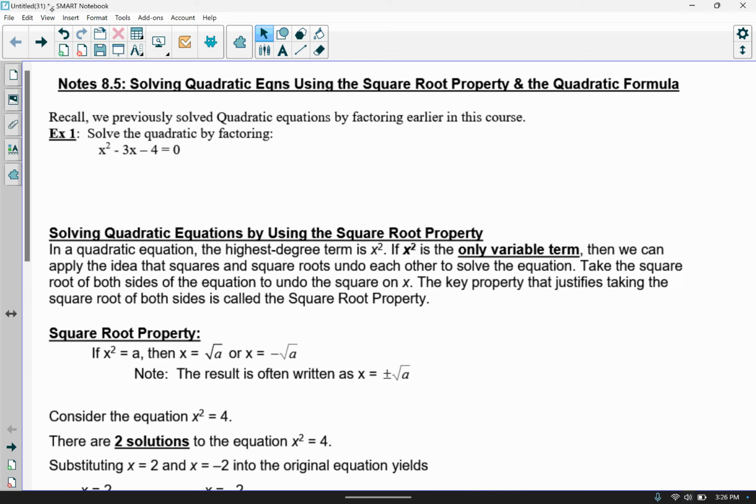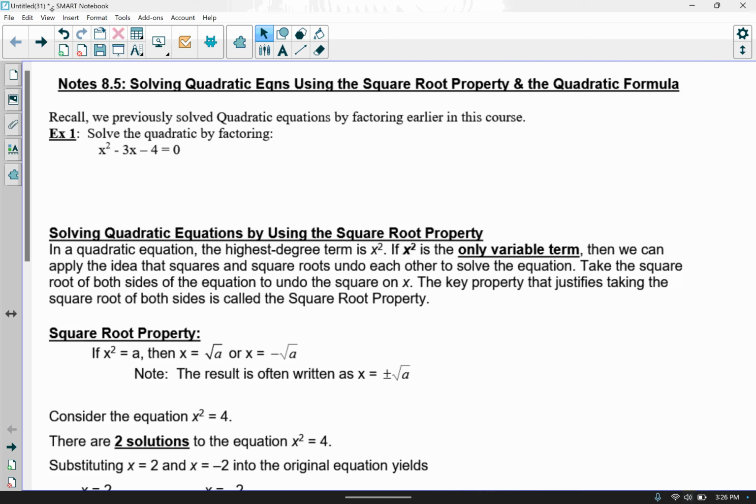Hi there. So in this video, we're going to be looking at solving quadratic equations using the square root property as well as the quadratic formula. And if you recall, back in a previous section, a previous unit, we have already solved quadratic equations earlier by factoring. Okay, so I'll just revisit that here in example 1 just to let you know that what we've already learned can still be utilized in many cases.